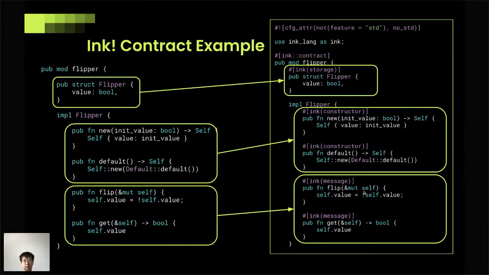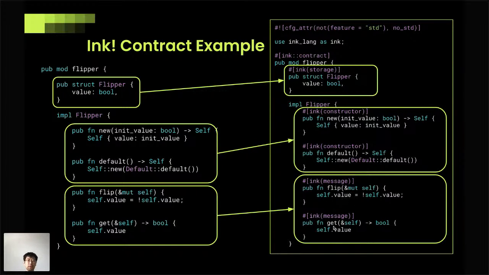You can see the difference is there. The flip function has a mut here, so this makes it a mutable function. This means in this function, you can change the value, you can change the state of your contract. You can see here, it changes the value variable of your contract.